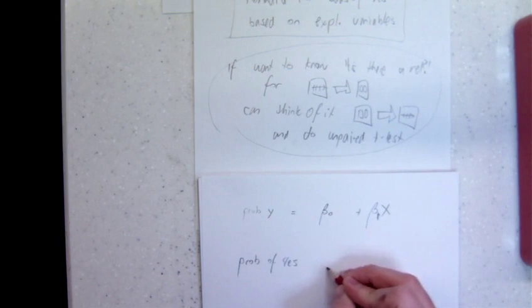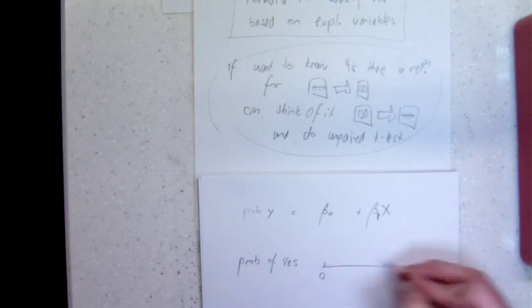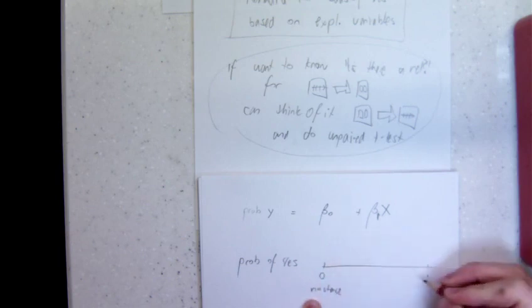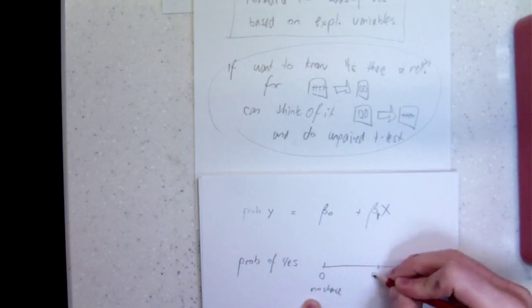Probability of yes is a number that goes from 0 to 1. Okay, probabilities are percentages, they're out of 100%, and statisticians don't like writing percentages, so they write them as decimals. So it's between 0 and 1, and this means no chance of getting a yes. This means it's sure to get a yes, and this is equal chance here.